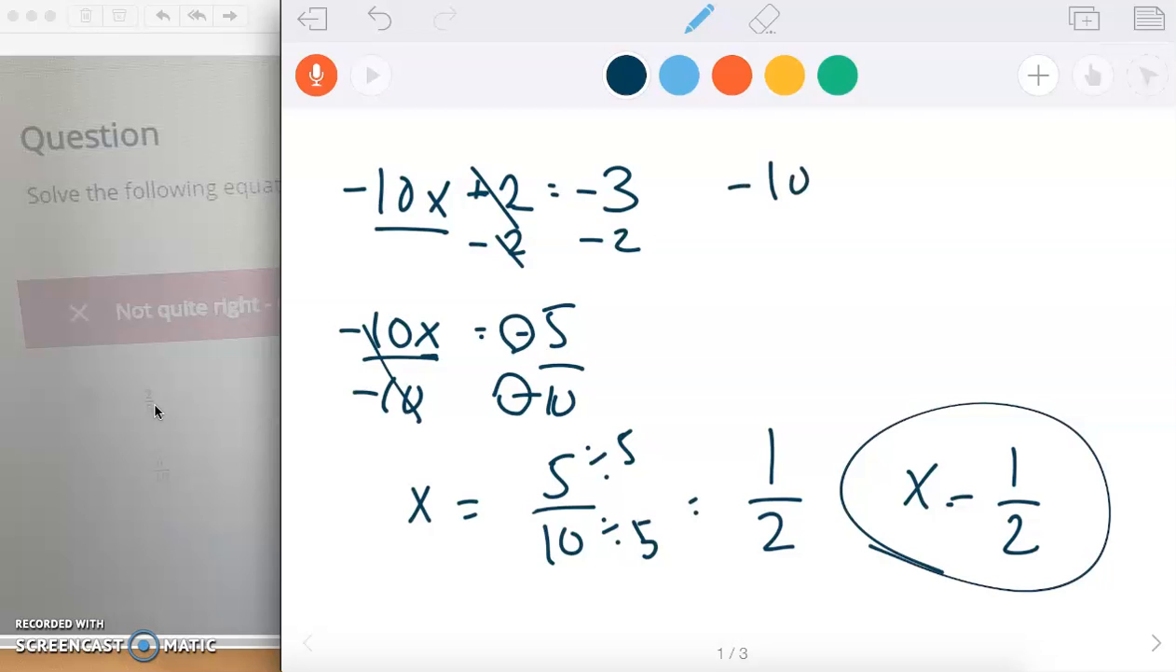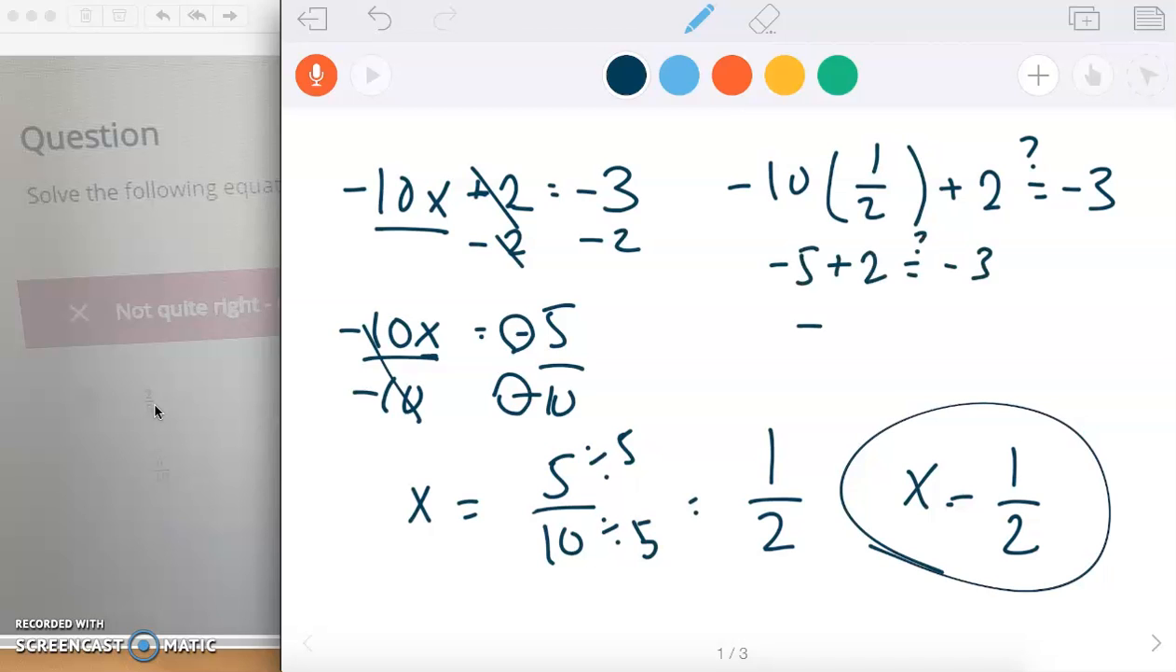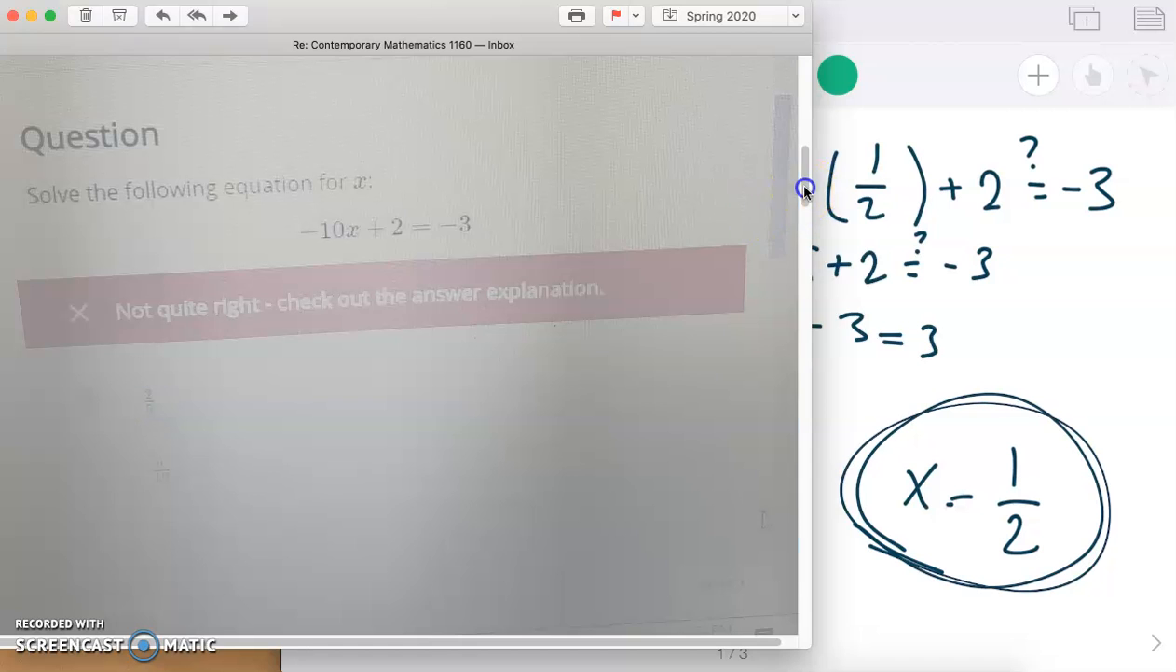All right, and we can check that by plugging it back in. So we have negative 10 times 1/2 plus 2 equals question mark, right? Because we don't know yet if they're equal. So then negative 10 times 1/2 is negative 5 plus 2, question mark, negative 3, and negative 5 plus 2 is negative 3. So that means that this is the correct answer. All right, that's the first one.